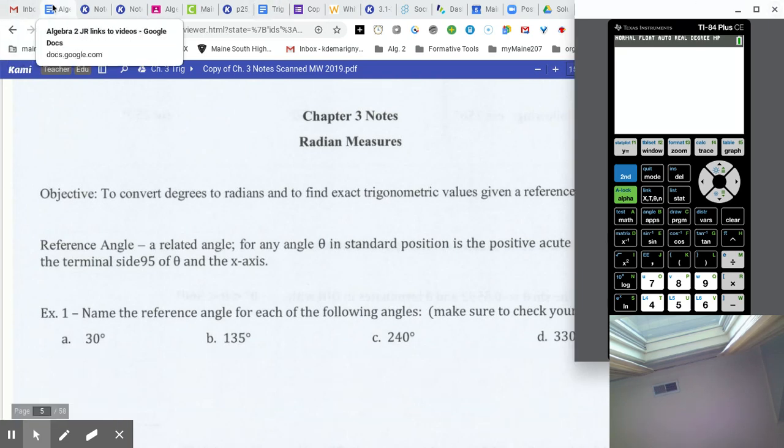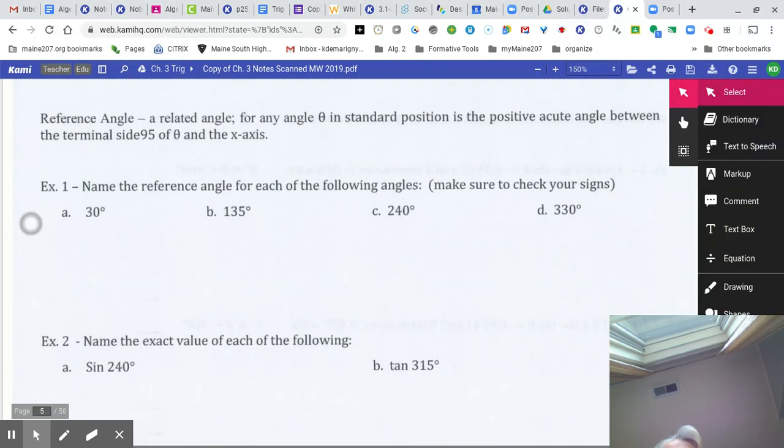Okay, so you got a new packet. I sent a new packet to you, posted it in Google Classroom. So I'll be working out of this today. And here we go. All right, so we want to convert degrees to radians and so forth, radians back to degrees. So before we do that, let's do a quick review, make sure that we understand what reference triangles are.